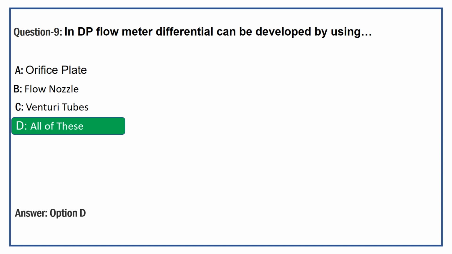Yes friends, in differential pressure flow meter, the orifice plate, flow nozzles or venturi tubes all can be used to create the differential pressure.